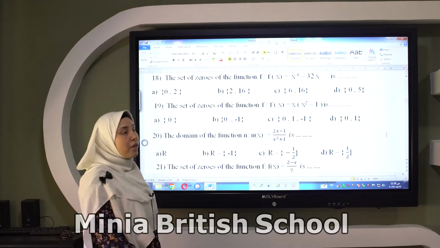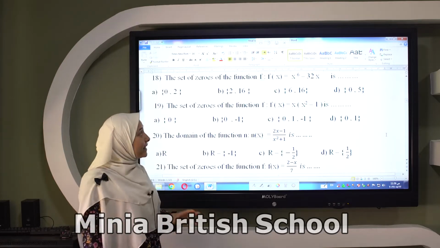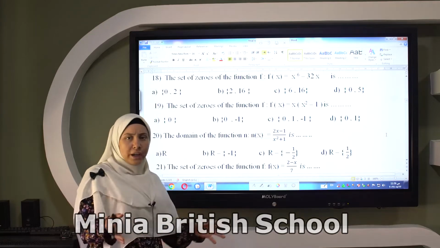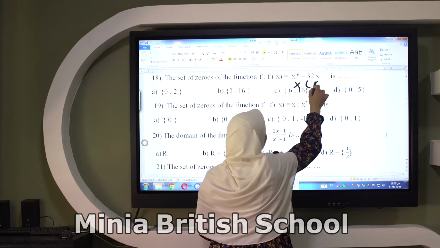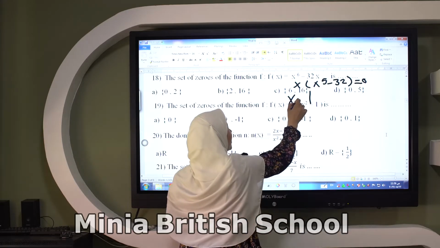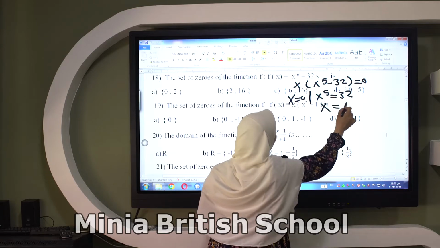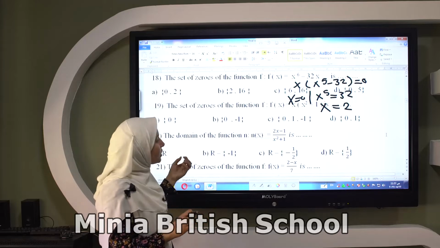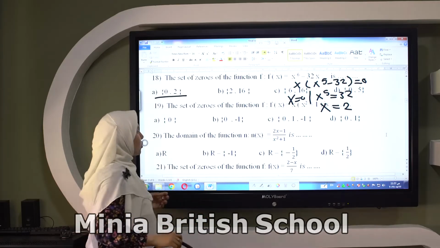The next one, the set of zeros of the function f, where f of x equals x power 6 minus 32x, is what? You can take x as a common factor. So x times (x power 5 minus 32) equals 0. So x equals 0 or x power 5 equals 32. Then x here equals 2. So the solution set, or set of zeros, equals {0, 2}. Okay, 0 and 2, the first solution.